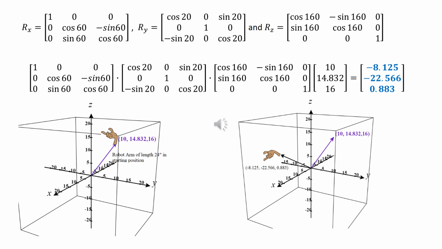Or you can multiply those three rotation matrices together and then apply it to your original position of 10x, 14.832y, and 16z. Whether I individually apply or multiply them all together, I get a final position of negative 8.125 for x, negative 22.566 for y, and 0.883 for z. So matrix multiplication is very common in programming robots to move just like you want them to.